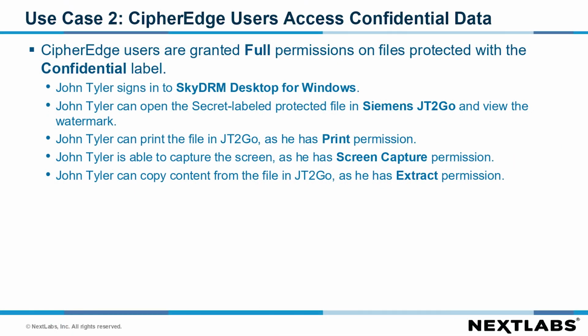Use case 2: CipherEdge users are granted full permissions on files protected with the confidential label. In this use case, I will demonstrate the following. John Tyler signs into SkyDRM Desktop for Windows. John Tyler can open the confidential labeled protected file in Siemens JT2GO, and view the file with a watermark. John Tyler can print the file in JT2GO, because he has print permission. John Tyler is able to capture the screen, because he has screen capture permission. John Tyler can copy content from the file in JT2GO, because he has extract permission.